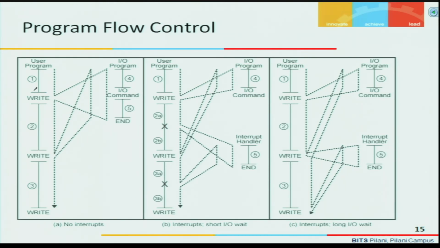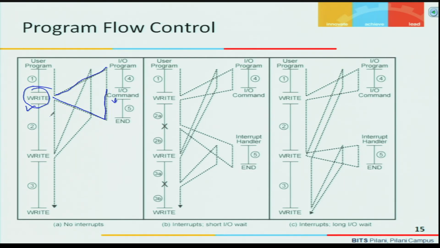Whenever an IO operation is required, the processor will initiate the IO operation by sending the commands and then wait for the device to be ready. Once the device gives the data, it fetches the data, stores it into the memory, and comes back to the program. This is how it happens.